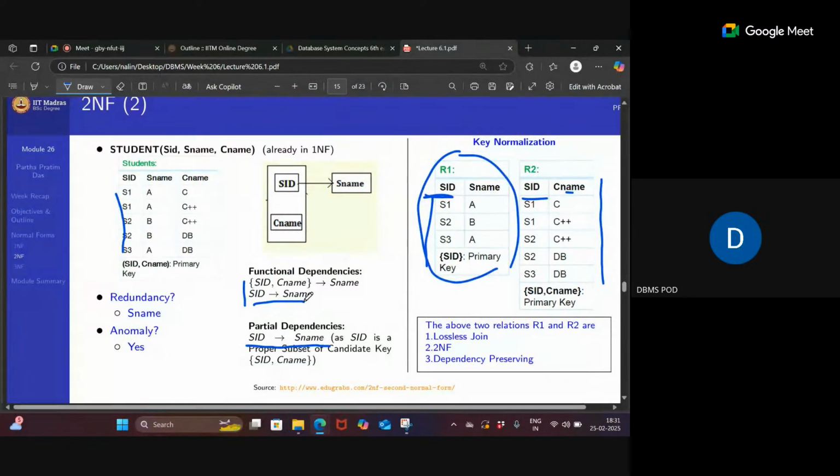So 2NF will preserve whatever tables we are decomposing; they will be lossless join decompositions and they preserve dependencies also.